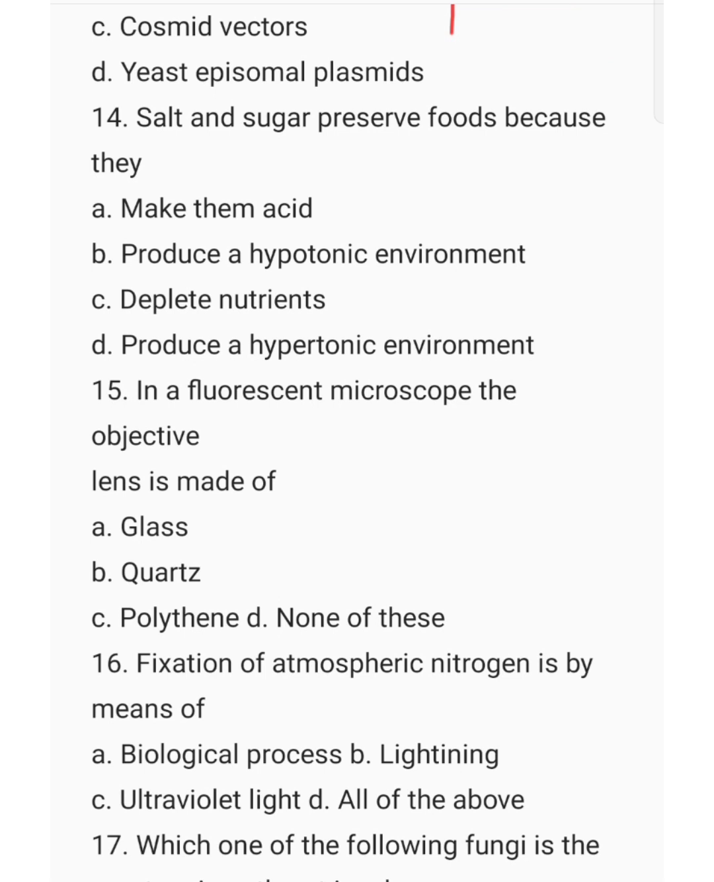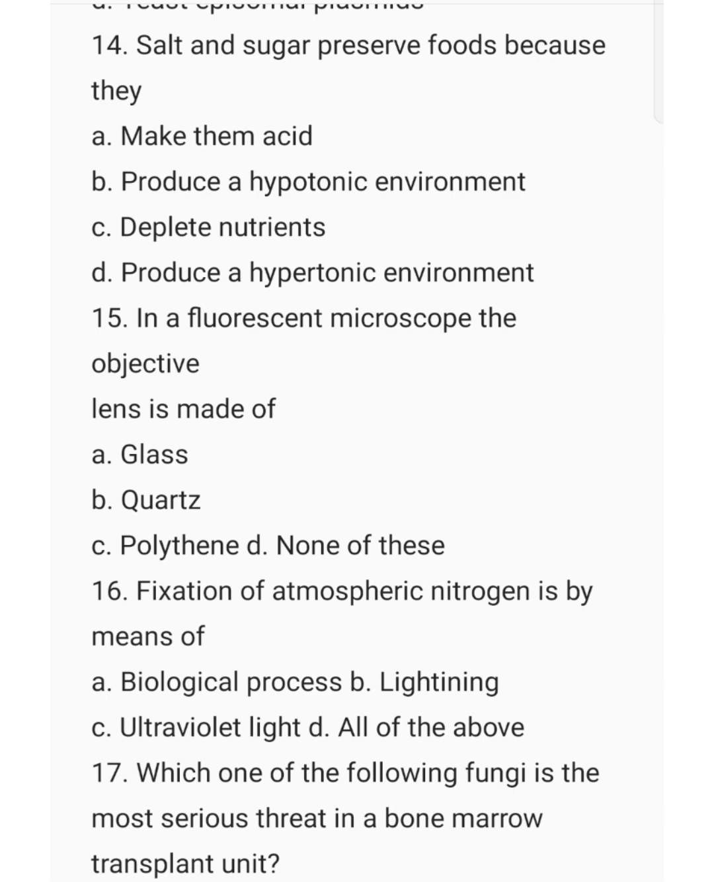Salt and sugar preserve foods because they, option A, make them acid, option B, produce hypertonic environment, option C, deplete nutrients, option D, produce hypertonic environment. The right answer is option D, produce hypertonic environment. So, salt and sugar preserve foods because they produce a hypertonic environment. In a fluorescent microscope, the objective lens is made of. We all know that the objective lens in a fluorescent microscope is made of polythene.